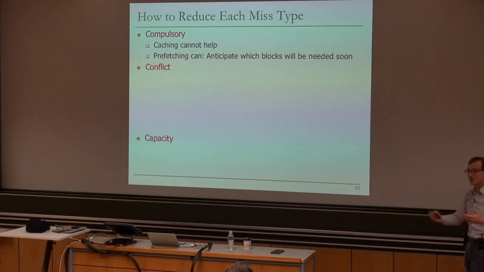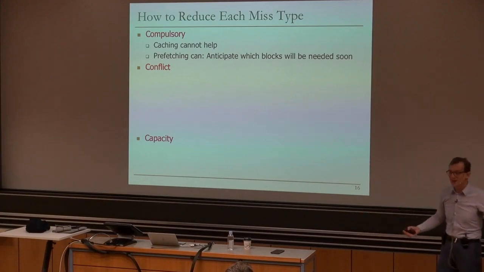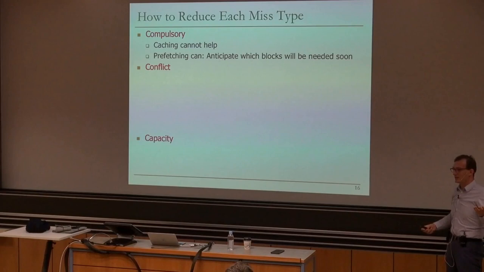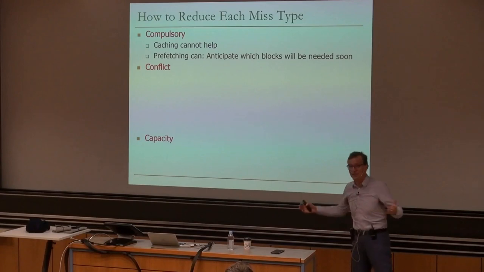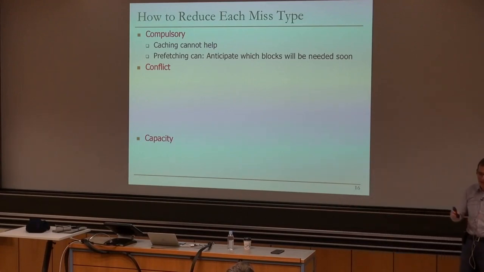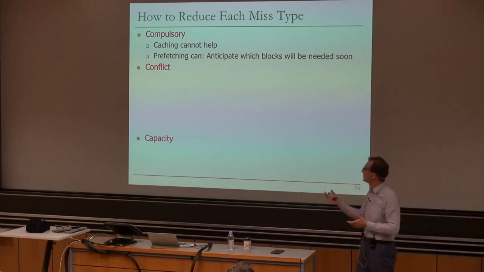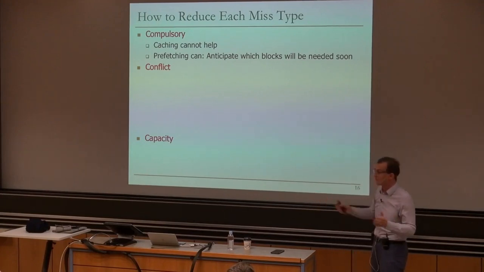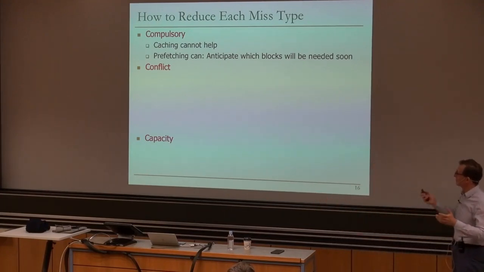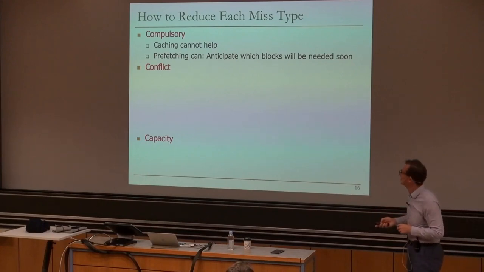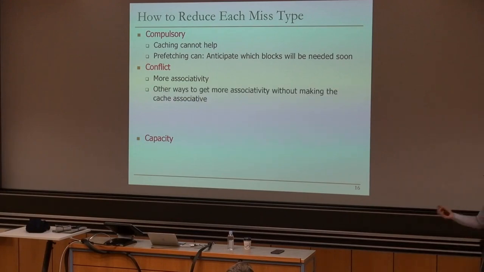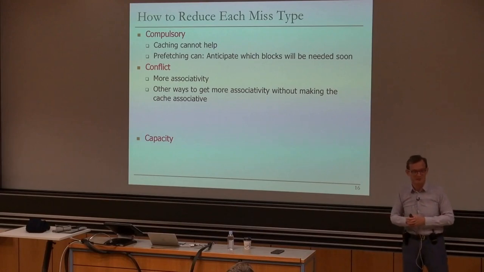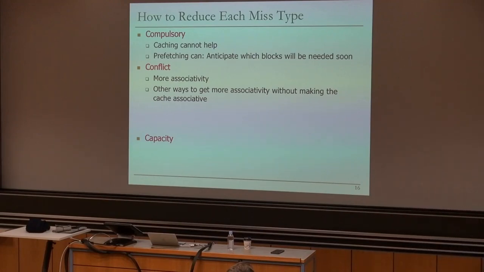And prefetching works well if your access patterns are regular. For example, if you're accessing cache block addresses 0, 4, 8, 12, 16, now you have a stride of 4 cache blocks. And once you recognize that pattern, you can prefetch those cache blocks into your cache before you even touch any of those cache blocks from the processor, right? So compulsory misses are eliminated by prefetching. Conflict misses, more associativity. We've seen the solution to this before. Or other ways to get more associativity without making the cache more associative, because we know the downsides of, or complexity associated with, associativity.